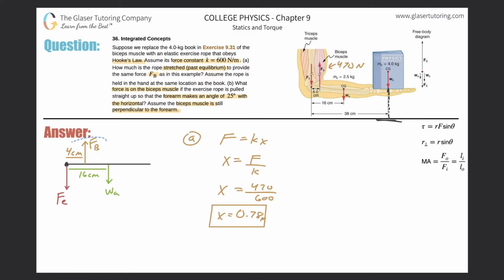Now we have to tilt it at an angle of 25 degrees. So I'm just going to take this picture, copy it quickly, and paste it. And now I'm going to rotate it about 25 degrees. Okay, so here's our new picture. I'll leave it over here. Now, the force that the bicep is applying is still perpendicular, it said, to the forearm. So I'm going to leave that alone.